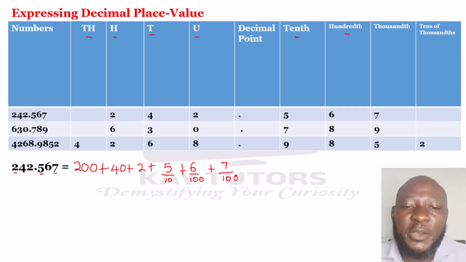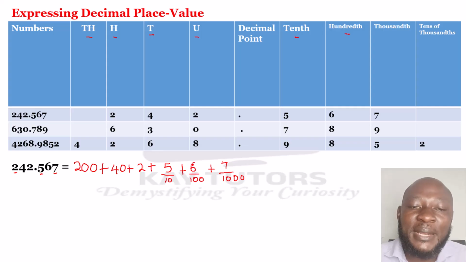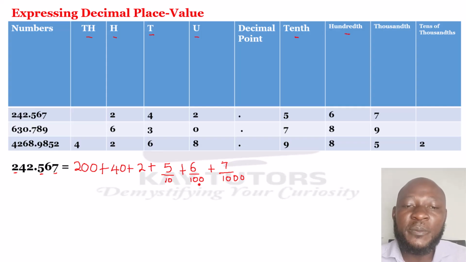So you see, here we divided by 10. Here we divided 6 by 10 times 10, which is 100. And finally, here we said 7 divided by 100 times 10, which is 1000. So these are the values of each digit in this number.